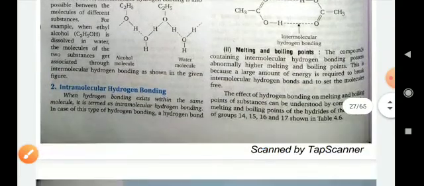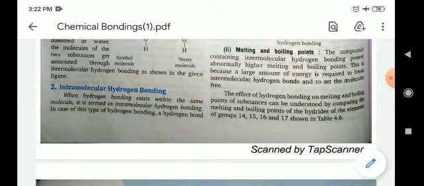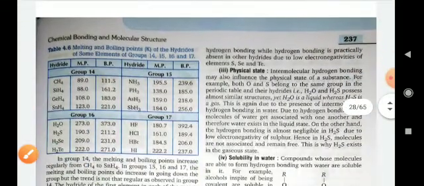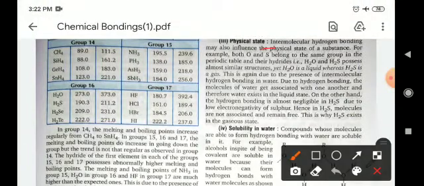Melting and boiling point. A compound containing intermolecular hydrogen bonding possesses abnormally higher melting and boiling points. This is because a larger amount of energy is required to break the intermolecular hydrogen bonds and set the molecules free. Next one is physical state. Intermolecular hydrogen bonding may also influence the physical state of the substance.